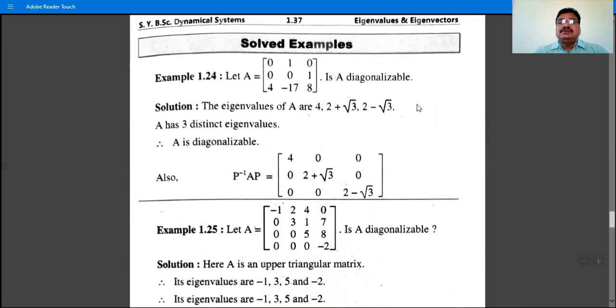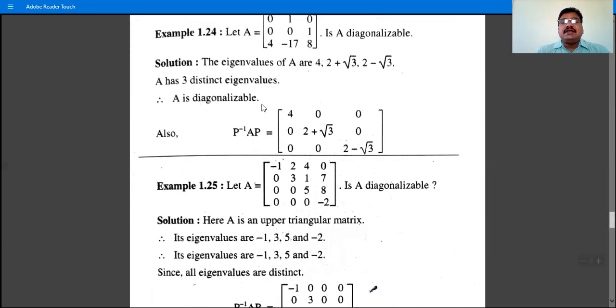So these are the questions. Solve examples. A is this matrix. Is A diagonalizable? How can we determine this? We have to find all eigenvalues. Suppose these are the eigenvalues, and obviously A has three distinct eigenvalues. Then we conclude that A is diagonalizable. No need to find the eigenvectors. But if the order of A is 3 by 3 and we have two distinct eigenvalues, then we have to find the eigenvectors of that matrix. Here we have three distinct eigenvalues, therefore A is diagonalizable.